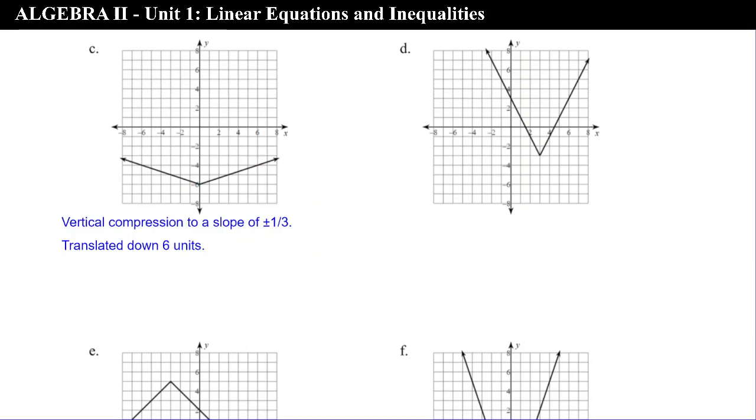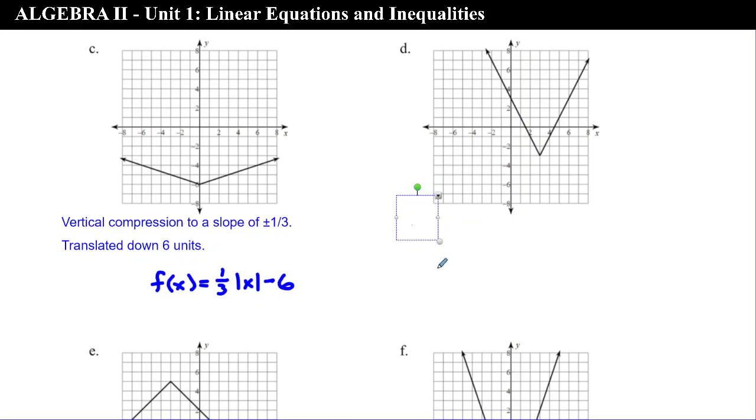So if we're to write an equation for this, well, we know that f of x equals, we know the 1/3 is going to go on the outside of our absolute value, and we have the absolute value of x, and when we translate up or down, it gets tagged on the end here, minus 6.